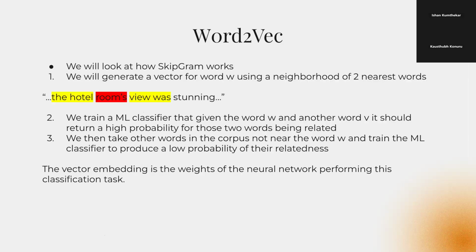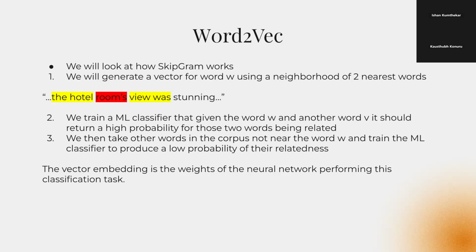So how does this learning algorithm work? We're going to focus only on skipgram for this example. So for example, we're going to generate a vector of word W using only the neighborhood of the two nearest words. So we have the sentence, the hotel room's view is stunning. We're going to target the word room to generate that embedding, and we're going to use the neighbor two words. So we're going to use the hotel and view was.